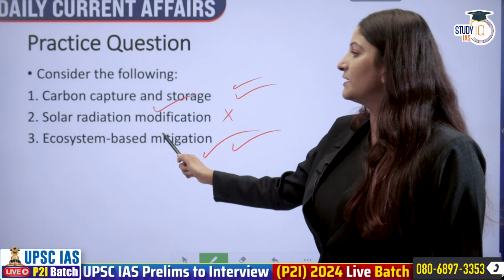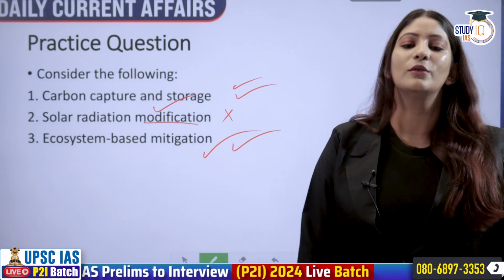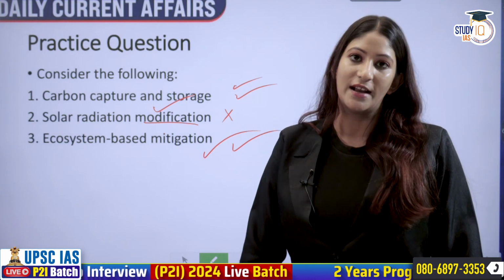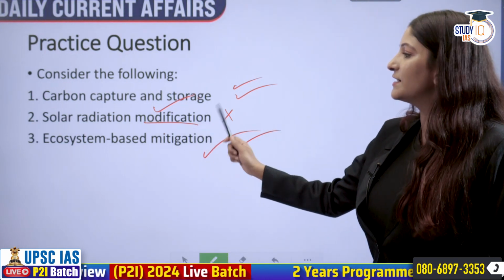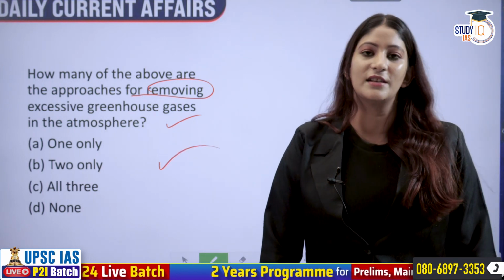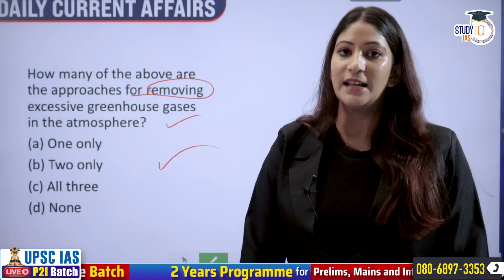The first is there, the third is there, not the second one, although it is also a technique to ensure that temperatures do not rise, right? So first is correct, third is correct, second is not correct. Two only will be the correct answer. Most of you have answered it correctly. I will take your names by the end of this class.